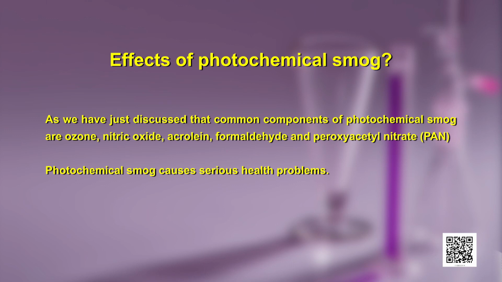Now, what are the effects of photochemical smog? As we have just discussed, common components of photochemical smog are ozone, nitric oxide, acrolein, formaldehyde and peroxyacetyl nitrate, which is called PAN. Photochemical smog causes serious health problems. Both ozone and PAN act as powerful eye irritants. Ozone and nitric oxide irritate the nose and throat. Higher concentration of ozone and nitric oxide causes headache, chest pain, dryness of throat, cough and difficulty in breathing.